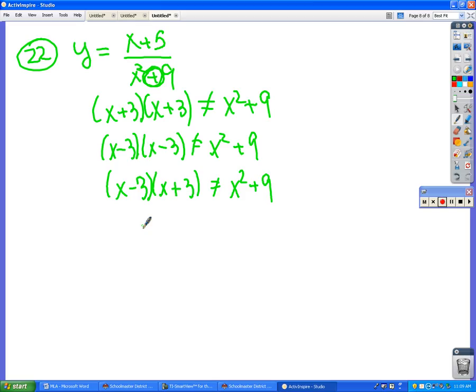So this is no. How's that no? Because there's no number that you can give me for x, square it, add 9, and get 0. There's no way to do that. You got me.